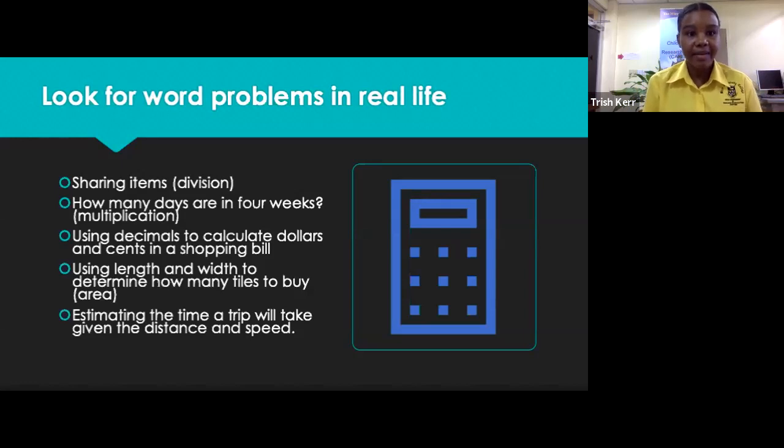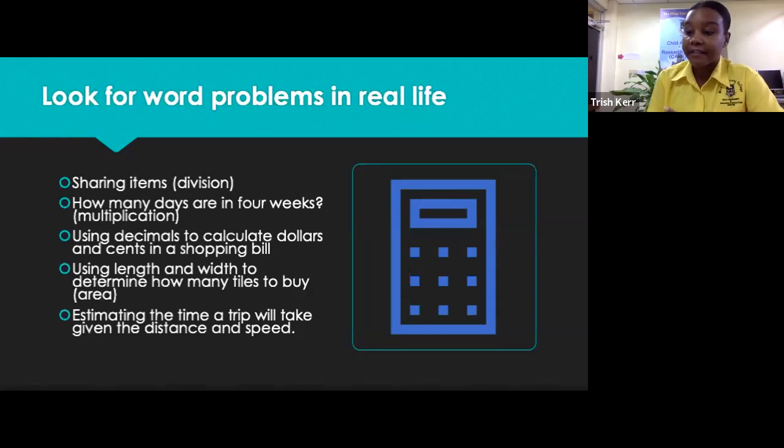How many days are in 4 weeks? We all have to deal with the calendar, so you can bring a calendar before them and show them how many weeks are in a month, how many weeks are in the year. If it is half a year, how many weeks would make up half a year then? Six months. So you can show the relationship between multiplication and division at that point. Using decimals to calculate dollars and cents.